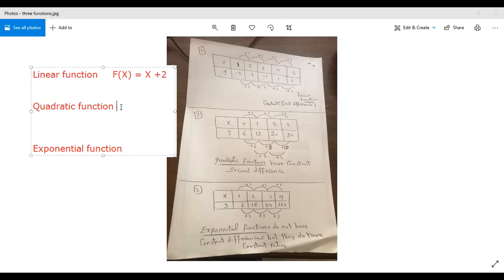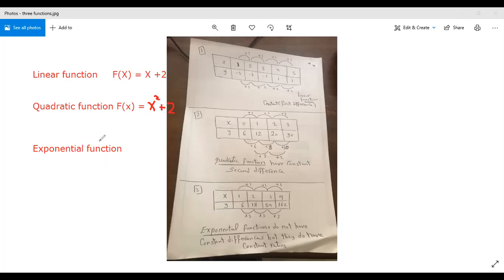So the exponent is 1, so we can say that this is called a linear function. Can anyone give me an example of a quadratic function? The highest exponent is what? f of x, x to the power of 2, right? So we can say x to the power of 2 plus 2. So this is a quadratic function.